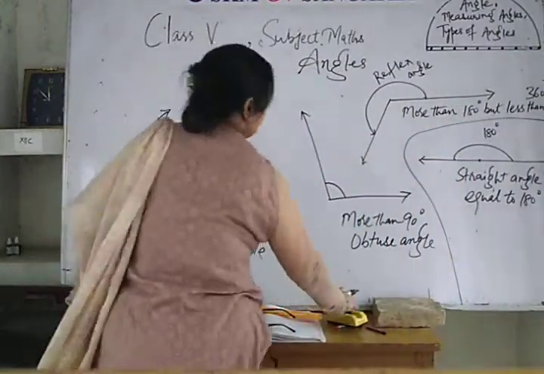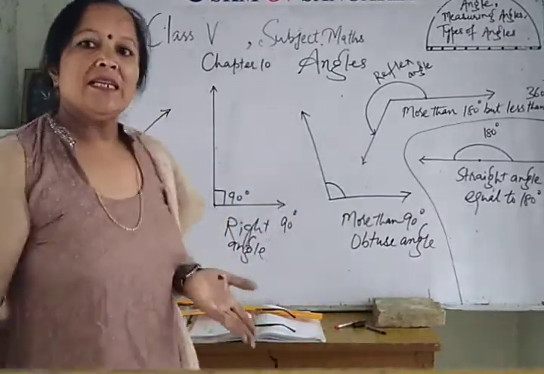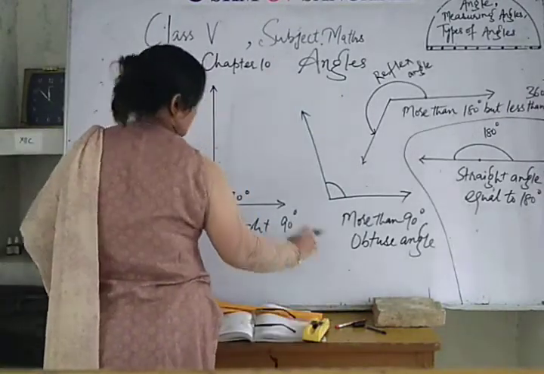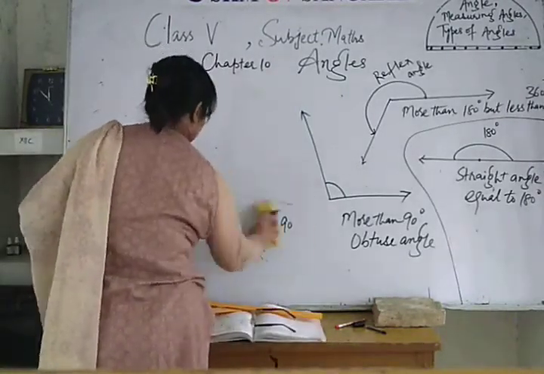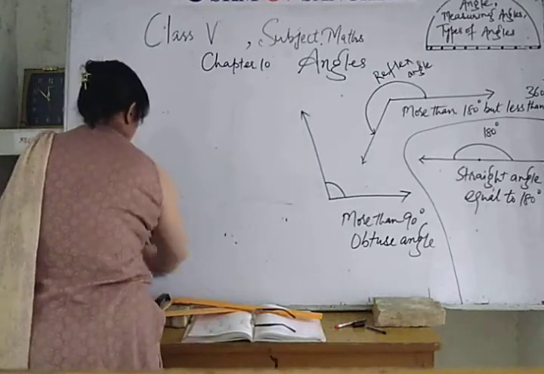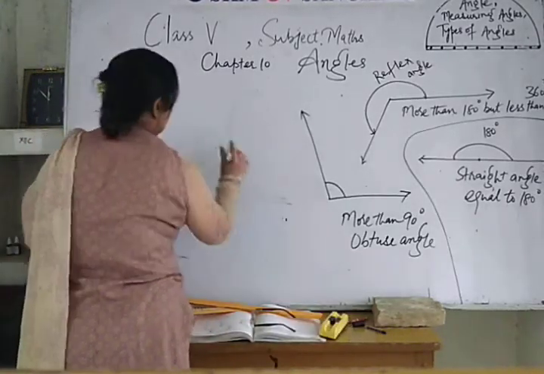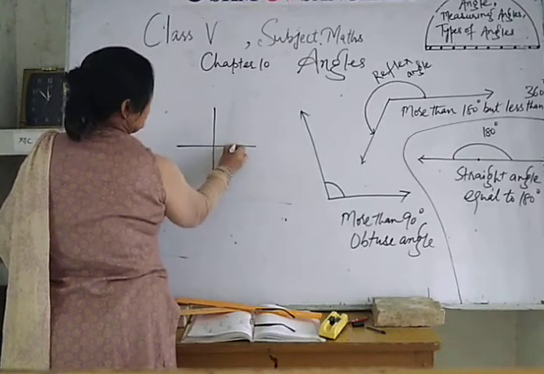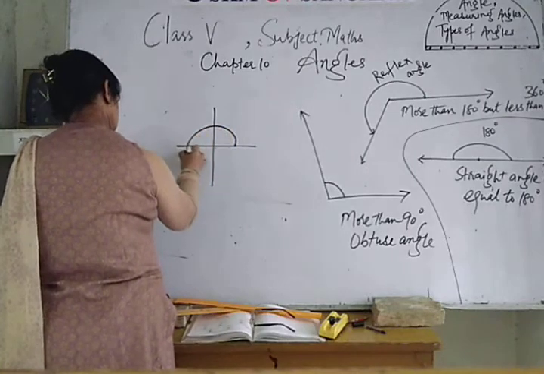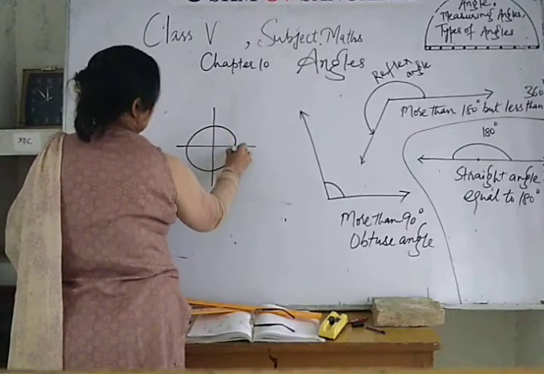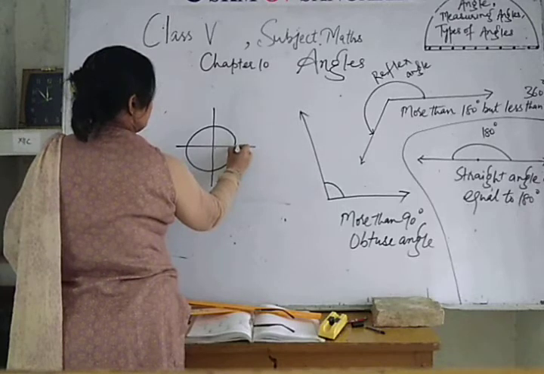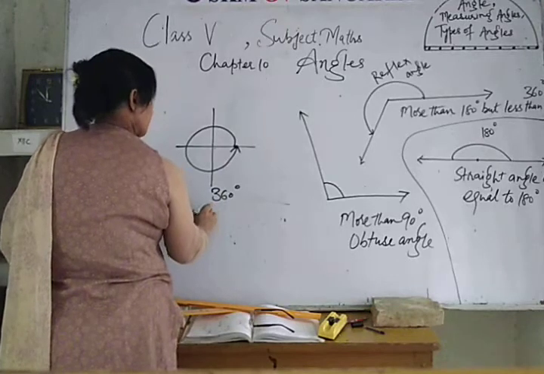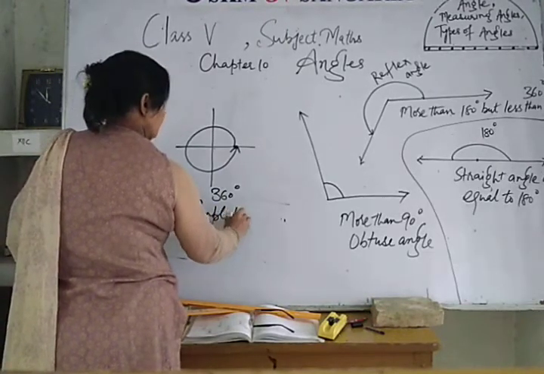Then comes the complete angle. A complete angle is 360 degree. It starts from here at 0, then completes one revolution or rotation from here. This 360 degree angle is the complete angle. This is called a complete angle.